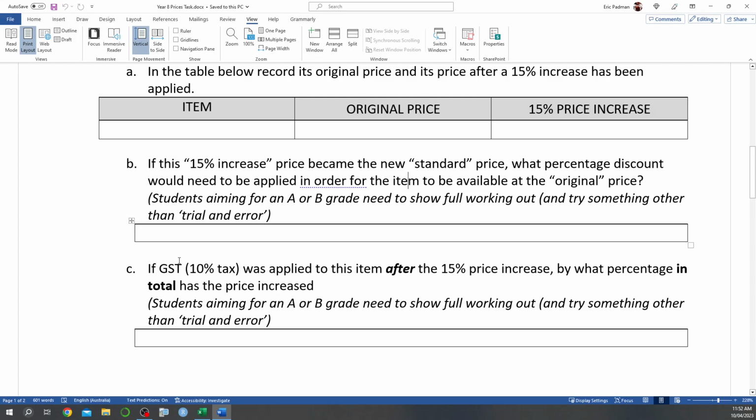All right, part C. If GST was applied to this item after the 15% price increase, by what percentage in total has the price increased? Here's a little hint. Well, you've got a 15% increase and a 10% increase. Now you can work those out as multipliers and then increase by both of those. So work out both those multipliers and perhaps even multiply them and see what happens. You might be onto something.